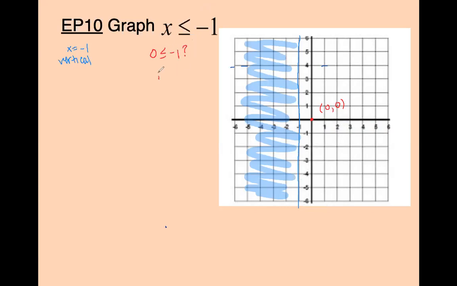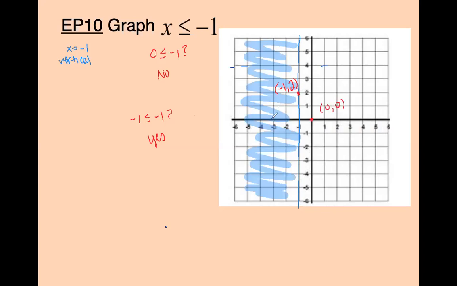And the answer is no. So we have shaded correctly because 0, 0 is not a solution. I need points that are on this side, or they could be points on the line. For example, if I pick this point here, the coordinates of that point are -1, 2. If I plug that in here, my x coordinate is -1. Is -1 less than or equal to -1? Yes, it's equal to it. So it is a solution, and that's what I had.